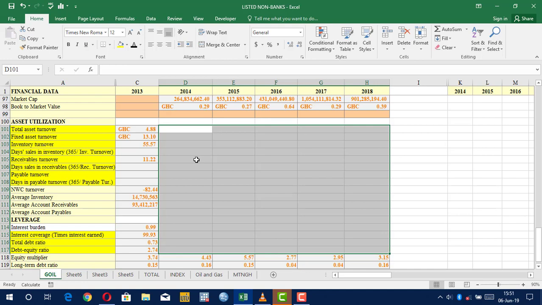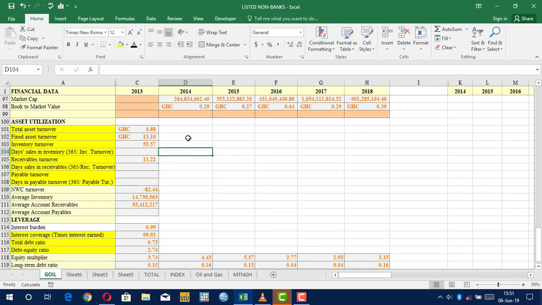As I said earlier on, we are focusing on 5 years: 2014, 15, 16, 17, and then 18. Let's start with the asset utilization. In this case, we are going to explain how the company is able to utilize its assets in the organization to maximize revenue. That is specifically for these two: total asset turnover and the fixed asset turnover. For the inventory, receivables, and payables turnovers, they have their own explanations, but in all, they mean a lot to investors.